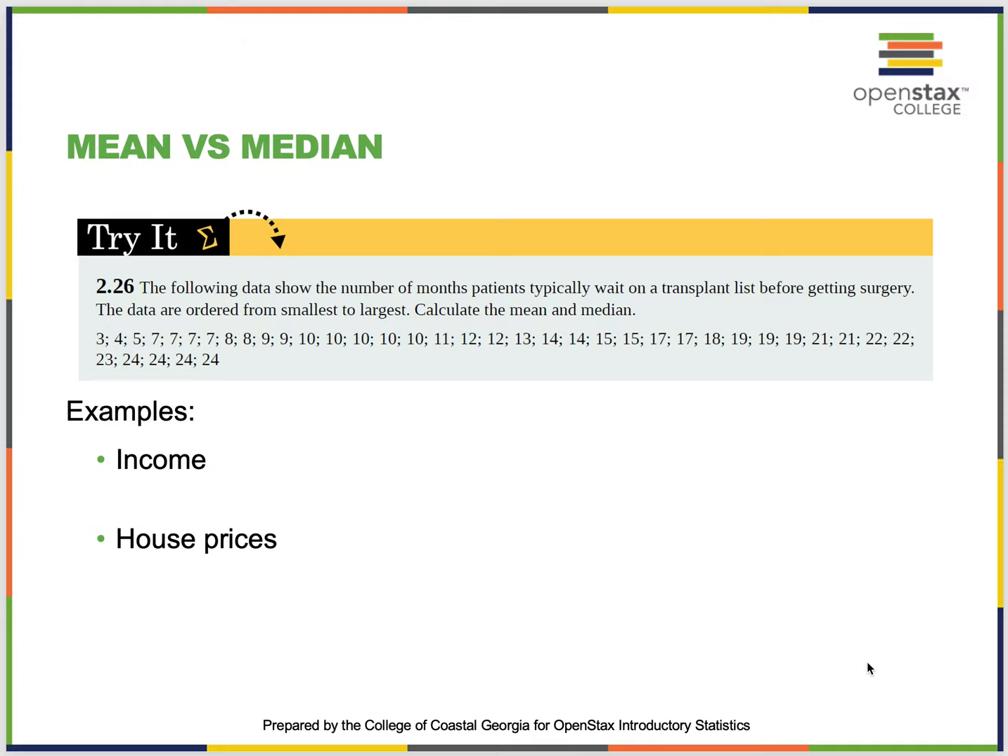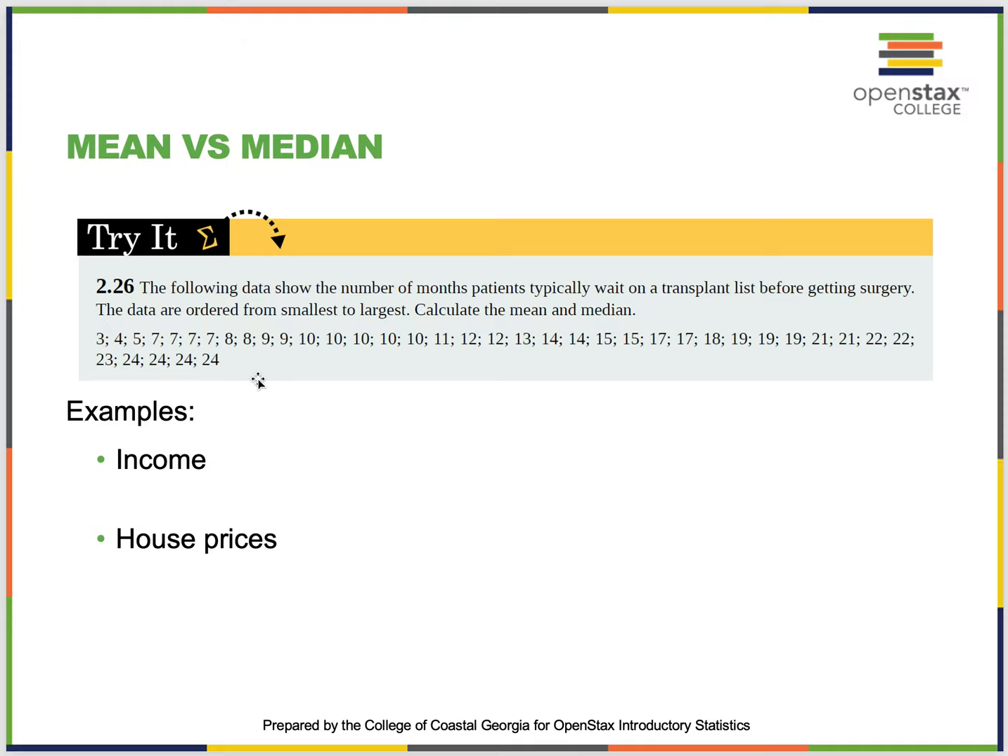The following data shows the number of months patients typically wait on a transplant before getting surgery, from smallest to largest. It didn't say what kind of transplant, but it's an organ transplant of some kind. Calculate the mean and median. For the mean, which is the average, add all these numbers together and divide by the count. There's a function in Excel, equals AVERAGE: highlight the whole data set and do it.